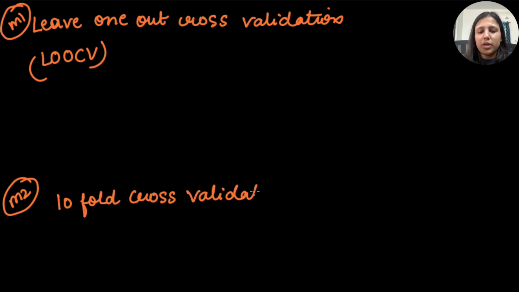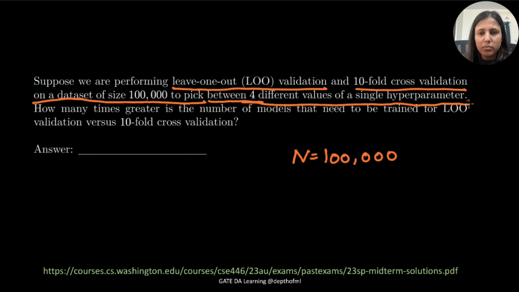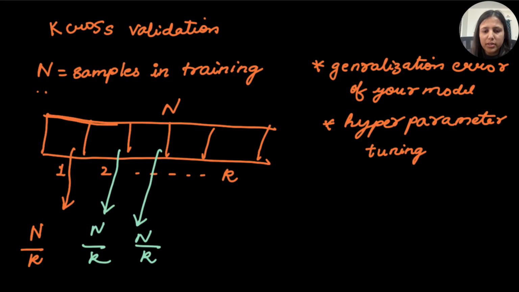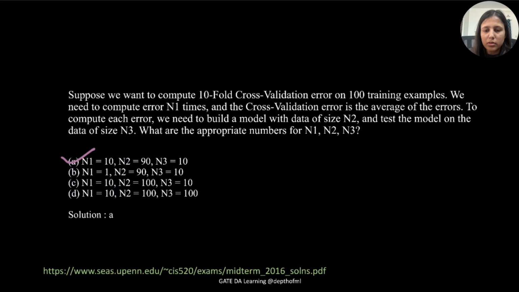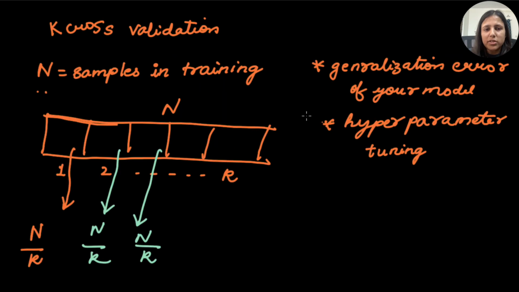Okay, so they are saying we have 2 methods. Now they are saying that the data set is of size 100,000. So what is n? N we know is 100,000. Okay, and we have to pick between 4 different values of a single hyperparameter. I think in one of the previous slides we talked that we can use cross validation for hyperparameter tuning.